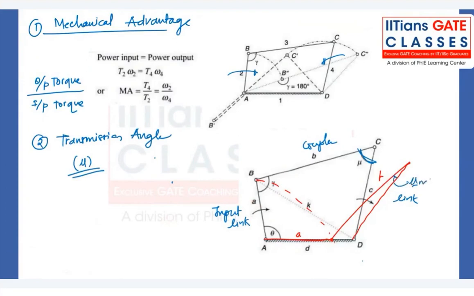So I will say whenever this theta angle is 0, theta is equal to 0, what we'll get is a minimum transmission angle for this figure.